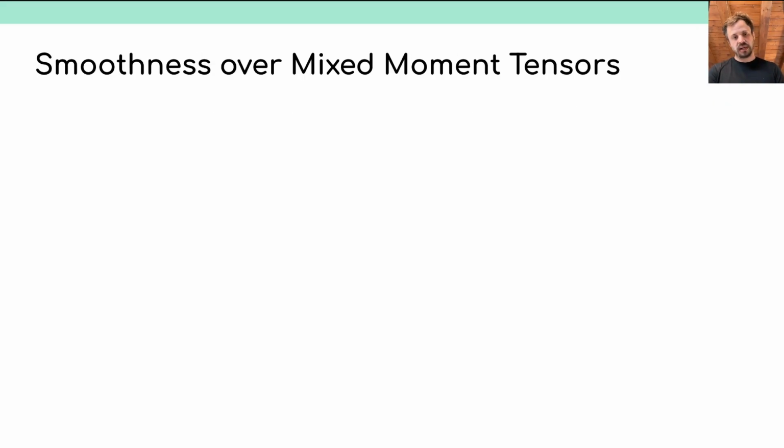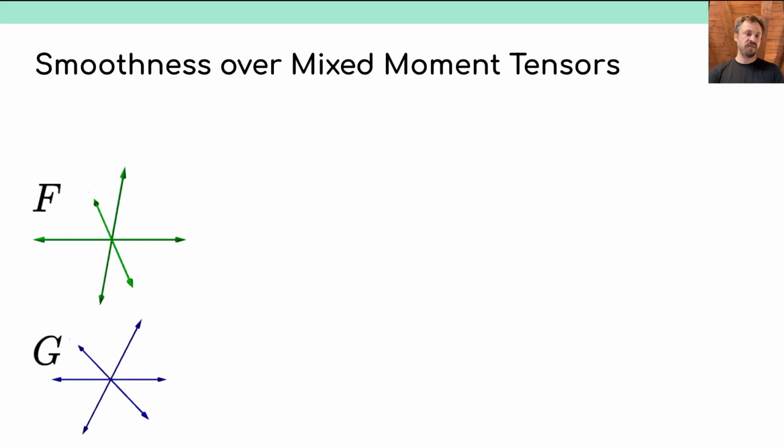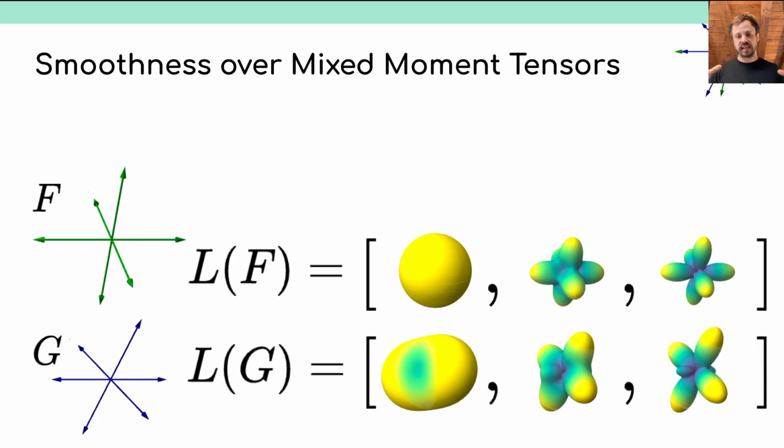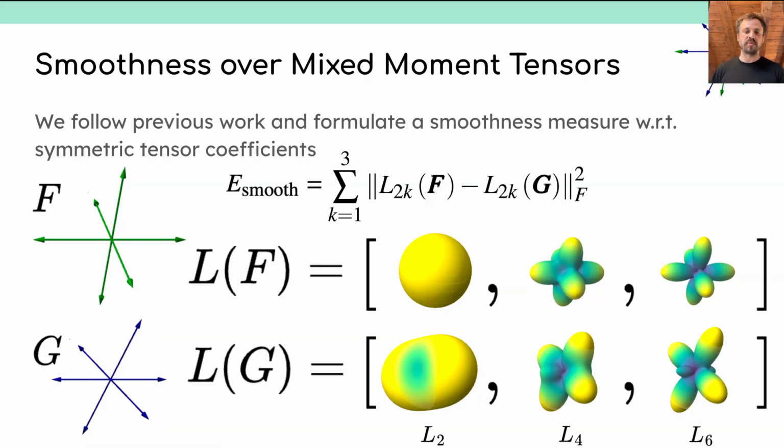Okay, so now we want to discuss how to measure smoothness. Before, we needed to consider 48 different permutations. Now we want to do something different, but the problem is still the same. We have two frames, F and G, that are different from each other, and we want to compare them. So we take the lift of F and the lift of G, and again, this is actually three separate tensors that we're keeping track of in a list. And we do something very similar to what people did for the spherical harmonics: we just take the difference of the tensor coefficients with respect to the Frobenius norm, and we sum these up.